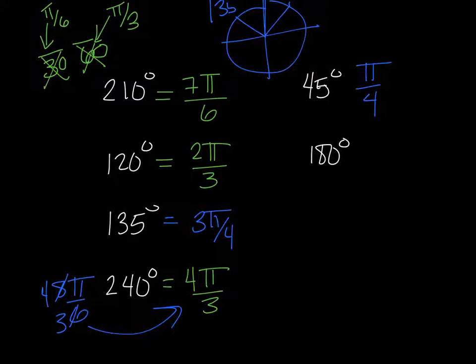And then 180 degrees, well, hopefully at this point you're saying, well, 180 degrees is what pi is, so I can just write pi there. So those ones should be pretty quick and easy for you. So that's changing between degrees and radians.